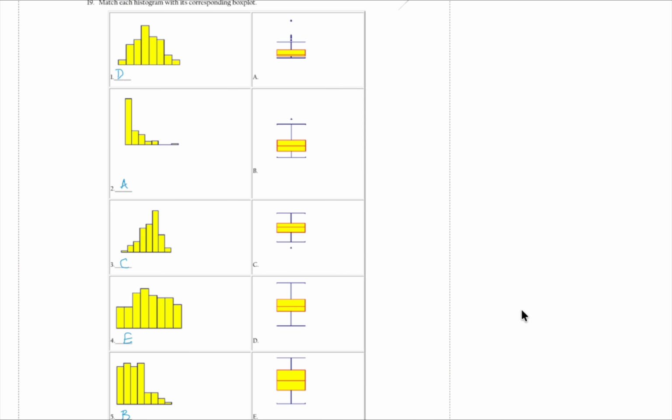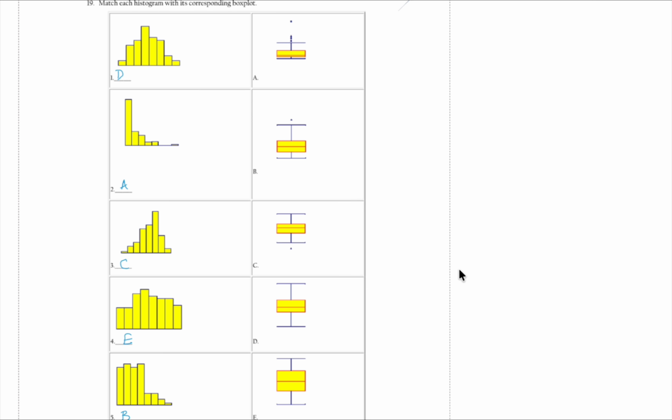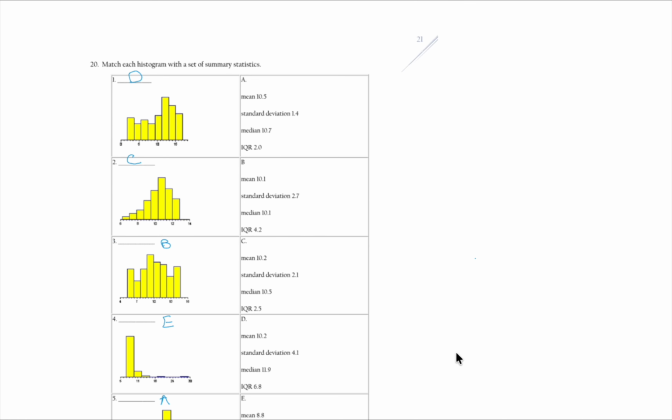So histogram 5 matches with B. And let's just do a pretty quick wrap up for this question. The histograms show shape, but box plots make skew and outliers really obvious. If you can identify skew, you can usually match these almost instantly. Okay, so let's move on to the next question.